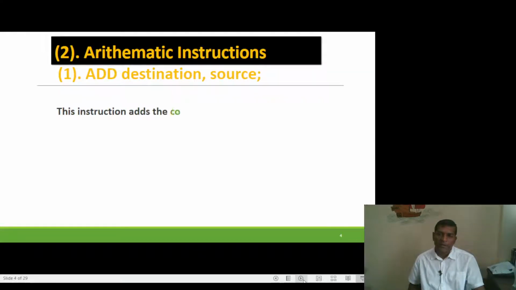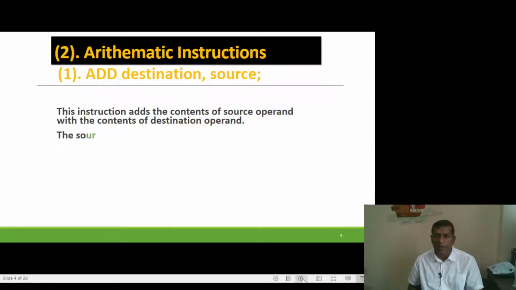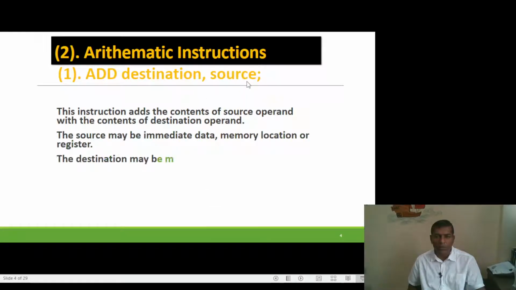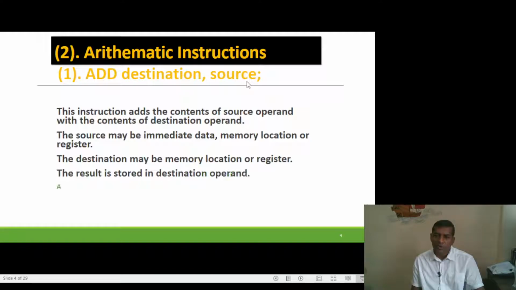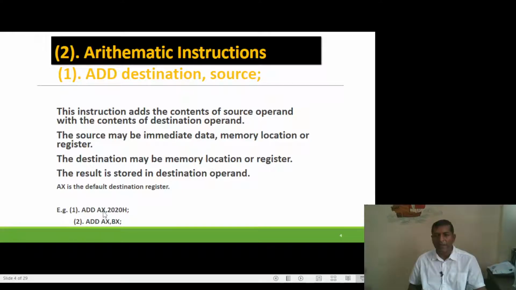In arithmetic instructions, the first instruction is ADD destination comma source. This is the structure of the instruction. In this instruction, two operands will be added. The destination will be the final result, where the result after this instruction will be stored. An example is ADD AX, 2020H, where 2020 is added into AX and the final result will be stored in AX only.